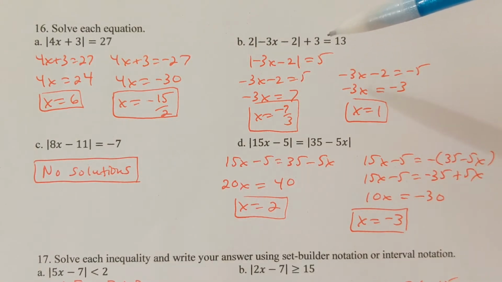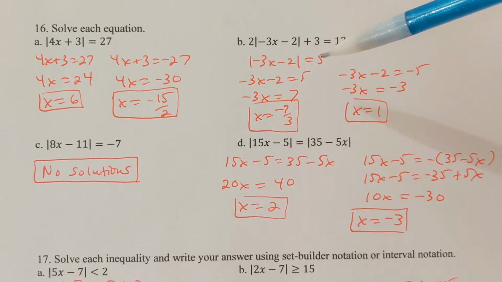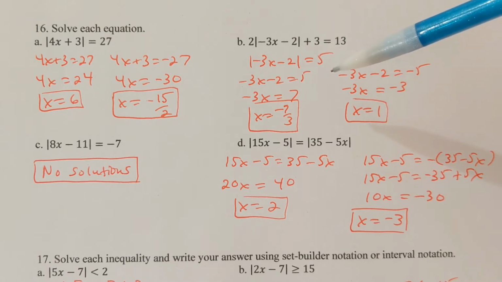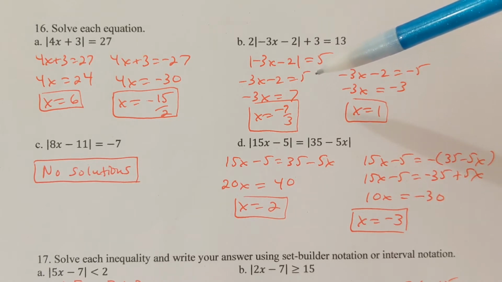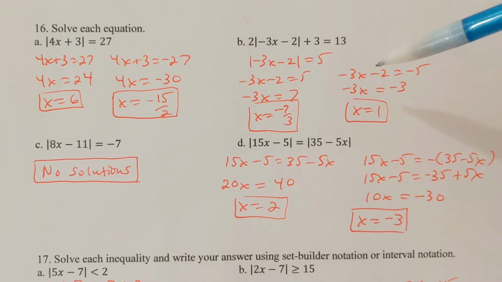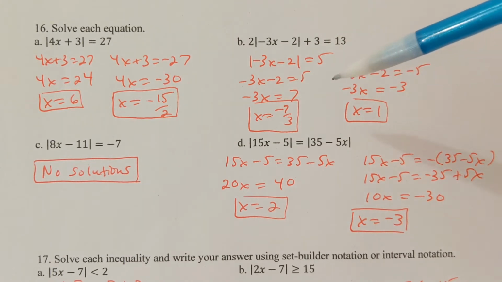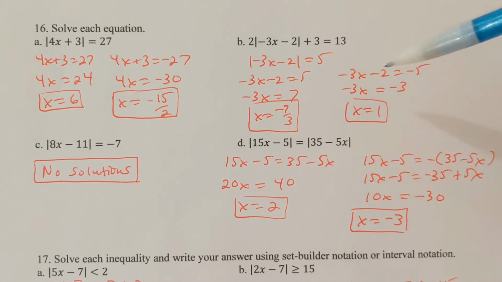Part B, solve for x. Okay, if I subtract 3 and then divide by 2, then the absolute value of negative 3x minus 2 equals 5. Now I'm ready to get my two equations. So the first one is like the absolute value bars aren't even there. The second one, throw a negative on the right. So negative 3x minus 2 equals 5, and negative 3x minus 2 equals negative 5.